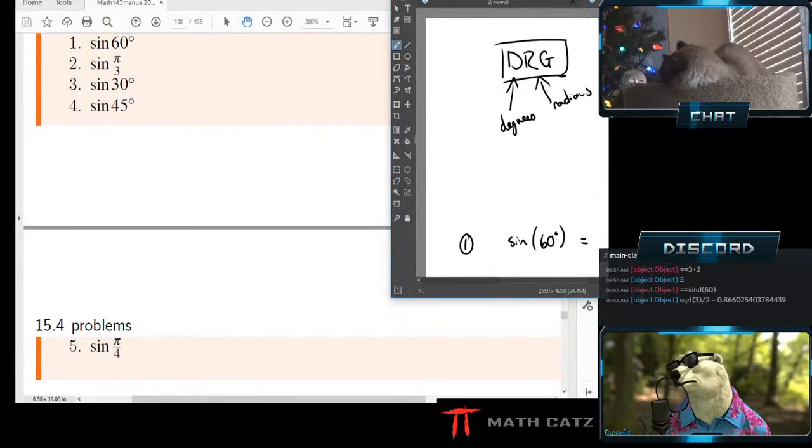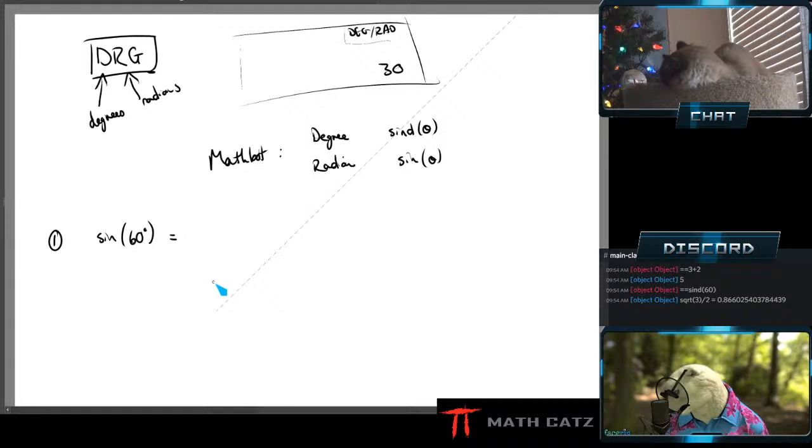We don't have to worry about that right now. Whoopsie, get bigger. And it says 0.8660. Let's use 4 decimal places. Right, so if you get 0.8660 and more digits, then you did it correctly.